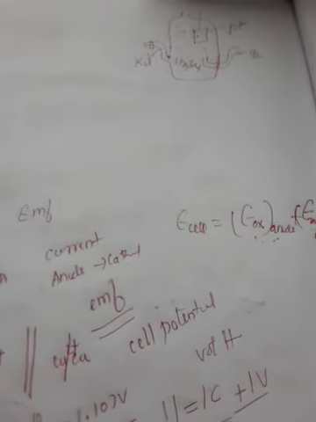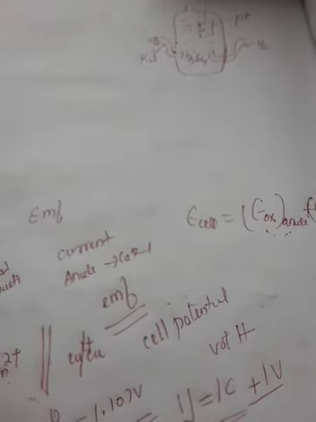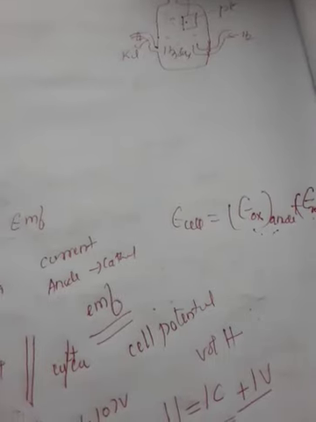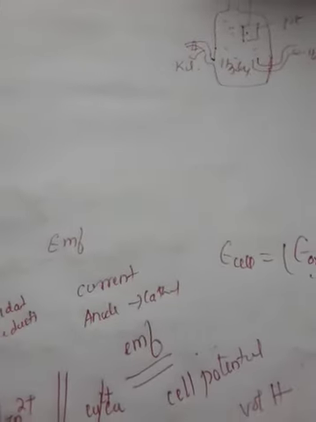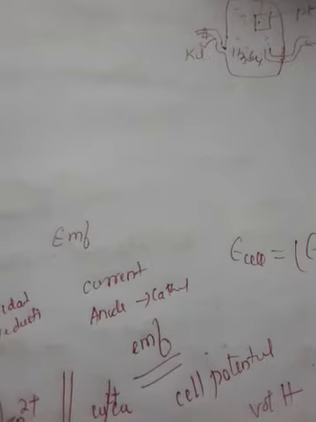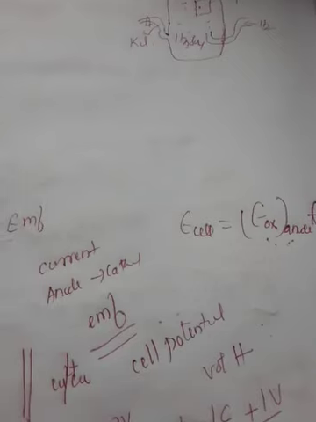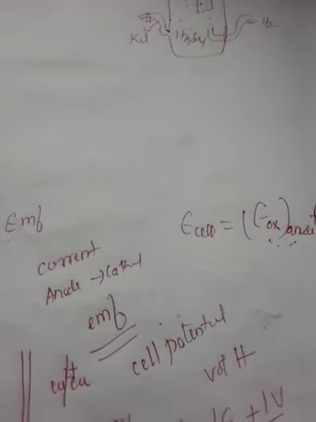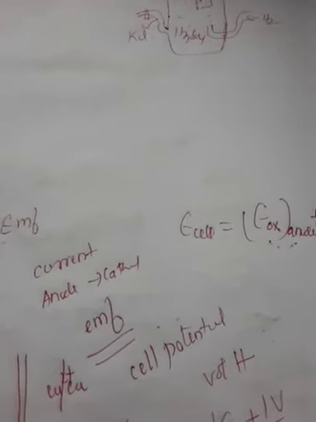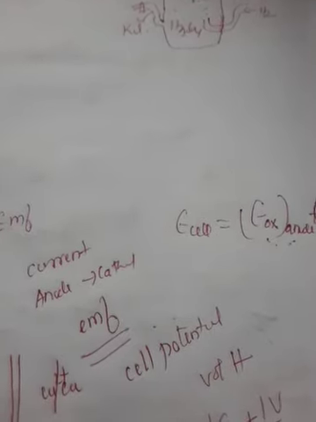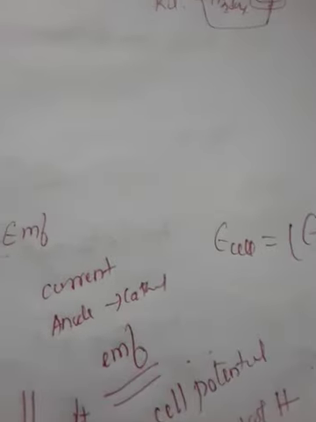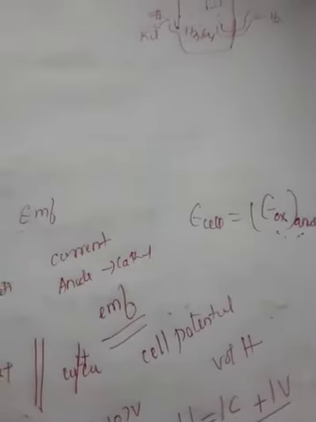It is impossible to measure the EMF of a single electrode, but we can measure the potential difference between the two electrodes using a voltmeter. If we know the EMF of any one electrode which constitutes the cell, the EMF of the other electrode can be measured. So for that we need a reference electrode whose EMF is known, that is called the standard hydrogen electrode, SHE.